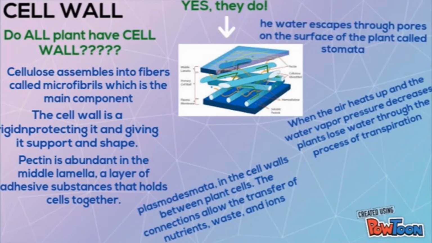Plants lose large amounts of water in the middle of the day or on very hot days. When the air heats up and the water vapor pressure decreases, plants lose water through the process of transpiration. The water escapes through pores on the surface of the plant called stomata.